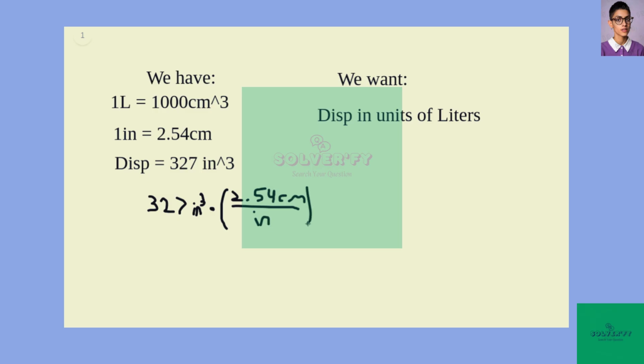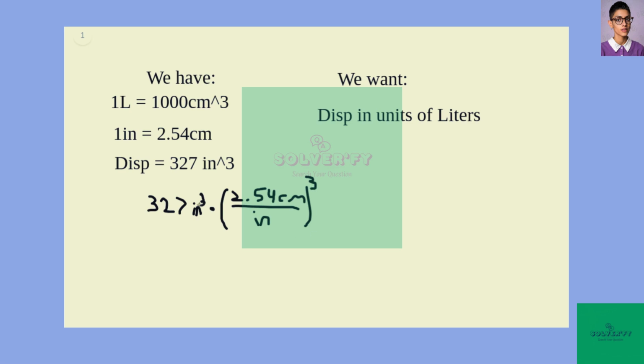Okay, now, as is, I only cancel one of these inches, right? So if I cross this inches out with one of these inches here, I just end up with inches to the 2, right? That's not good. That's not what we want. Okay, so I need to cube this term right here in order to get my inches cubed here to cancel with this inches cubed here. So I'm going to cube this term. Let's cube it. There we go.